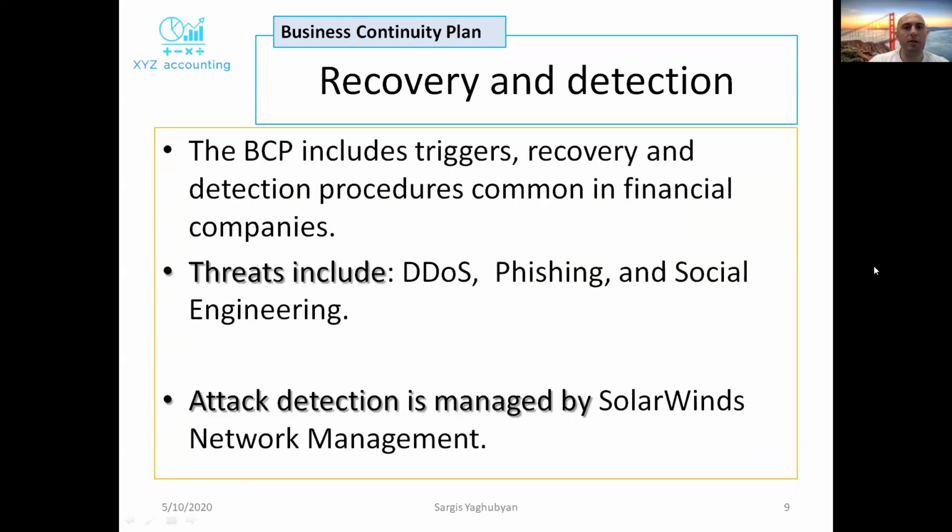Recovery and detection. The triggers for our plan are identified, and the threats for our business include distributed denial of service attacks, phishing, and social engineering. We use attack detection software, which is managed by the SolarWinds network management system.